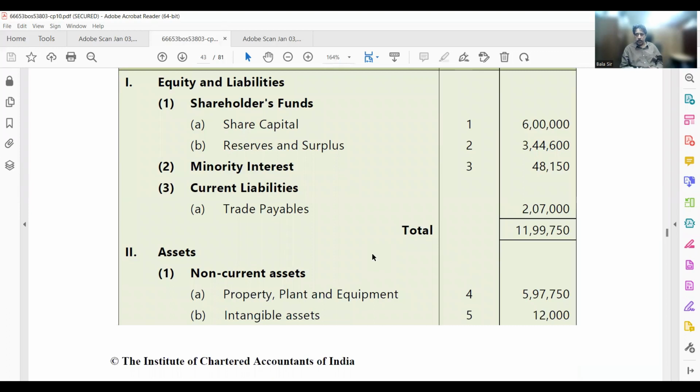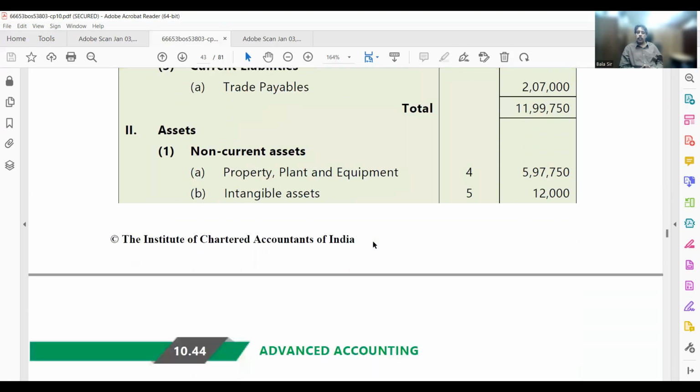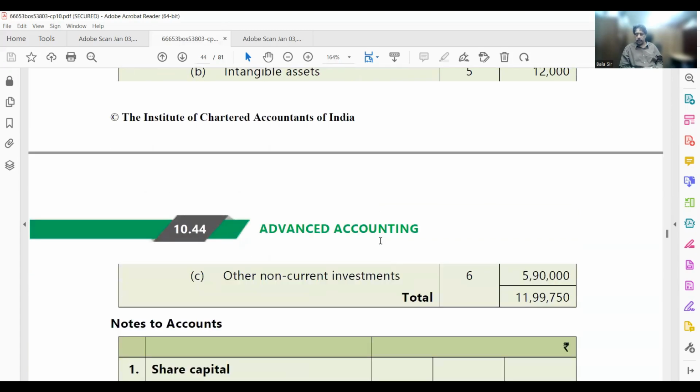Yes. Holding and subsidiary. Next. Assets. Number 1, non-current assets. A, property, plant and equipment. Note number 4, 5,97,750. Okay, next. B, intangible assets. Note number 5, 12,000. That's goodwill. Next. C, other non-current investments. Note number 6, 5,90,000.